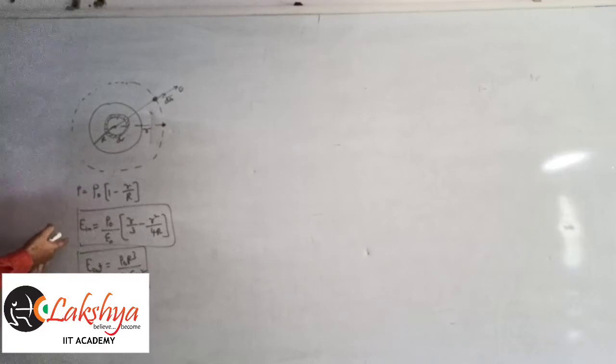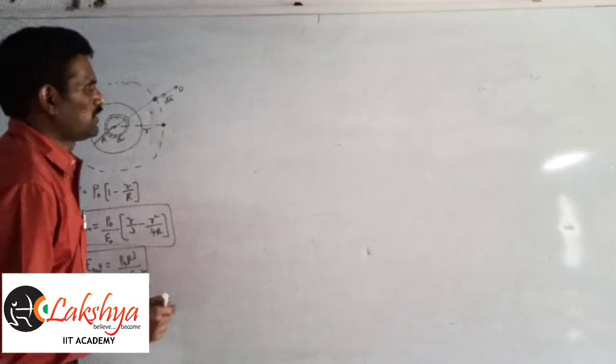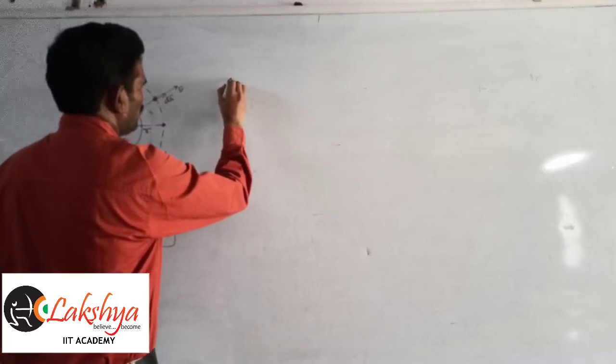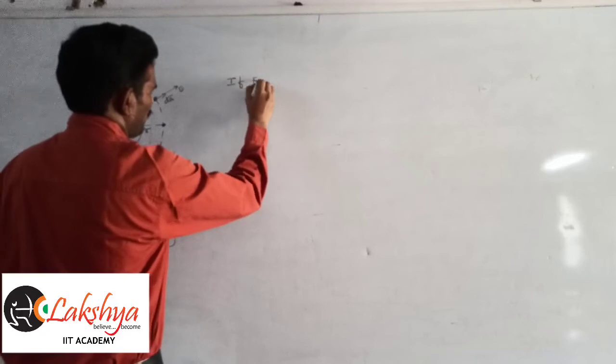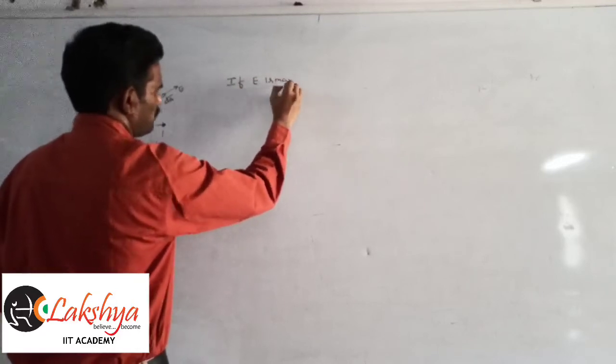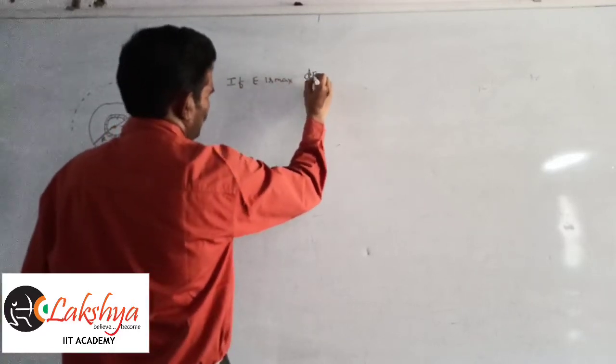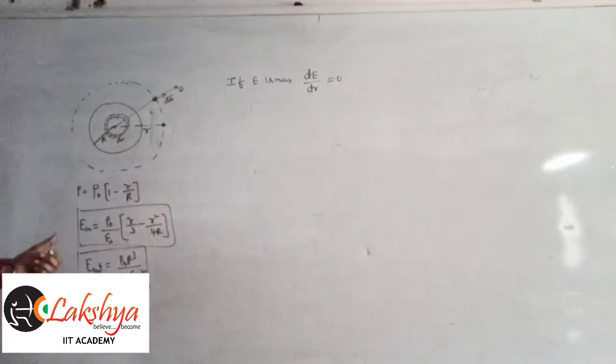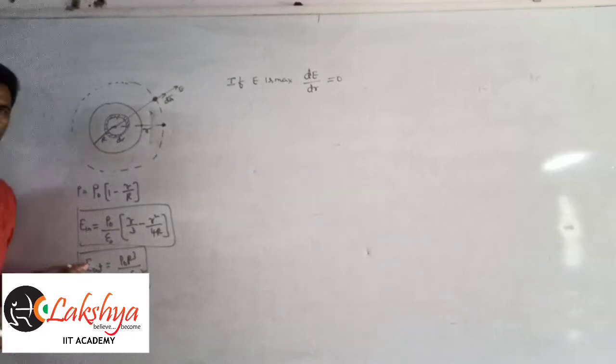So the possibility is there inside. If E is maximum, then we know that its differentiation should be equal to 0. Now whether we need to differentiate this term or this term is what we are computing here.